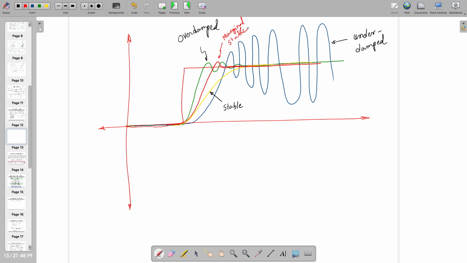Why don't people prefer stable without any ring? A stable is a little bit sluggish. Look at this, yellow and red. It gets stable before yellow, right?